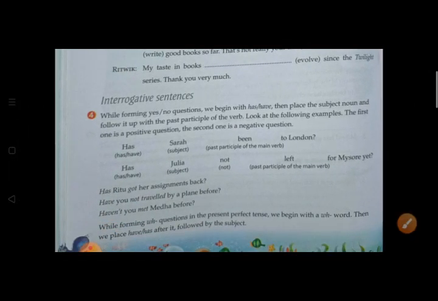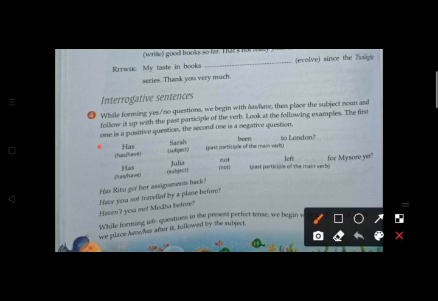Now let's move on to interrogative sentence. Well students, and if you feel that I am going with a little bit speed, then you can obviously clear your doubts in the live session. And if not, then it's well and good. Let's see interrogative sentences. While forming yes or no questions, we begin with has or have and then place the subject noun and follow it up with the past participle. अगर हम yes no वाले questions बनाते हैं, राइट, जिसके अंदर auxiliary verbs has और have ही होते हैं, then we are going to place that auxiliary verb before, जैसे कि यहाँ पे है.